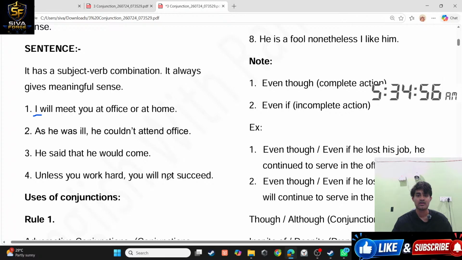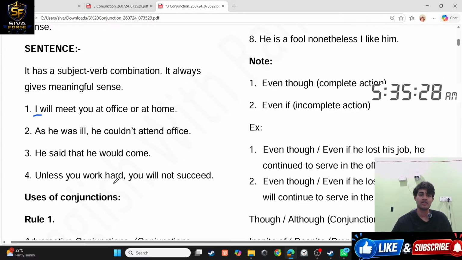Unless you work hard, you will not succeed. Here, with respect to unless, there are very good points. Unless is a negative conjunction. So when unless is used in a clause, we should not use negative words, because unless is itself a negative. Unless equals if plus not, and the clause should be in simple present tense. That's very important.